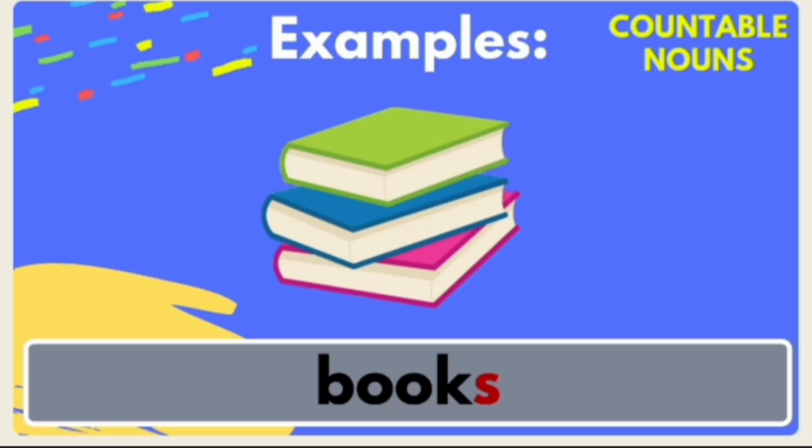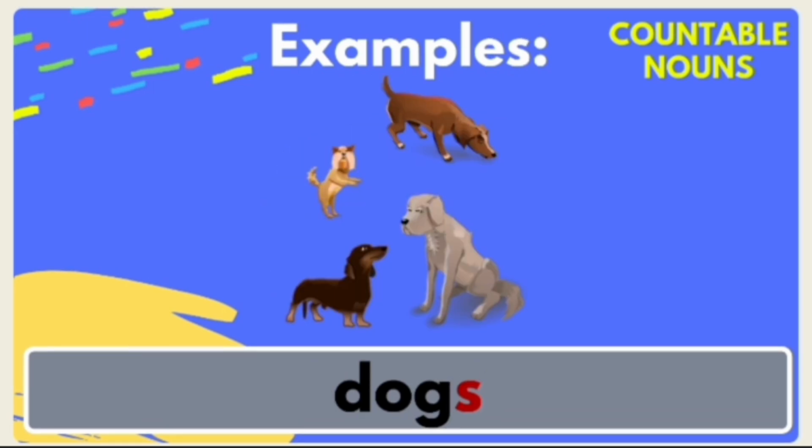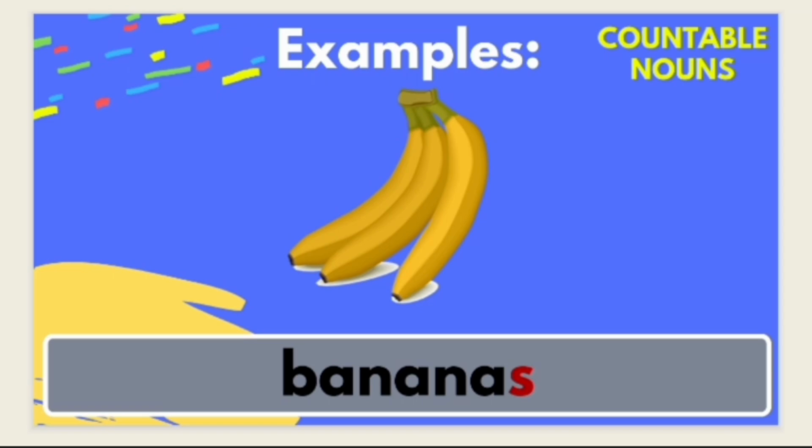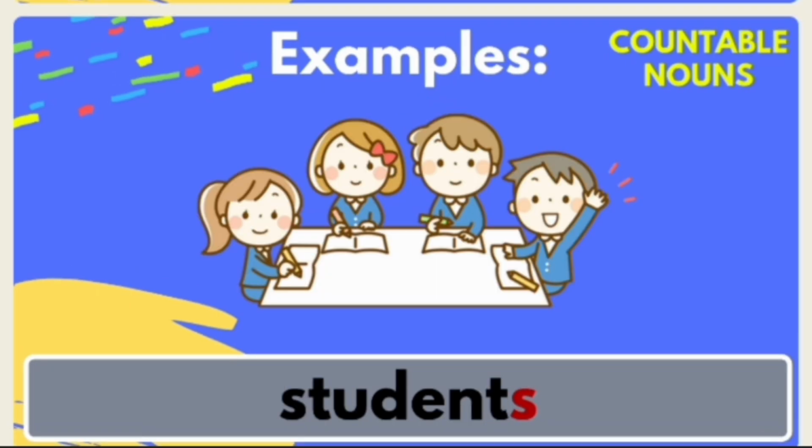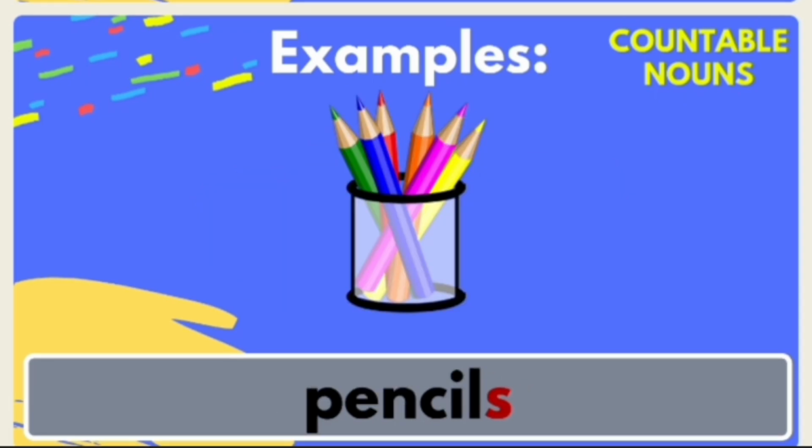Examples of countable nouns: books, dogs, bananas, students, pencils.